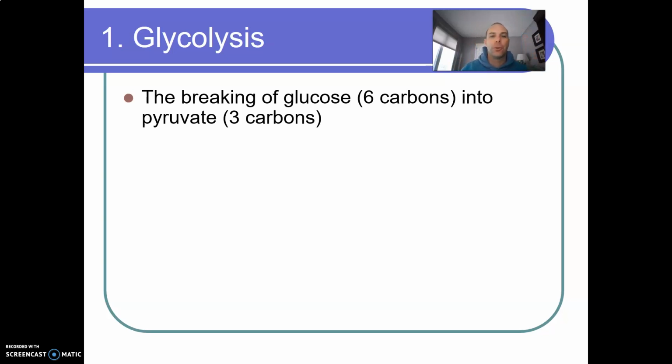All right. Part 2, the breaking of glucose, glycolysis. So we got this glucose molecule, C6H12O6. Glucose is 6 carbons. We want to take that 6 carbons and break it down into something called pyruvate, which is 3 carbons. It occurs in the cytoplasm.